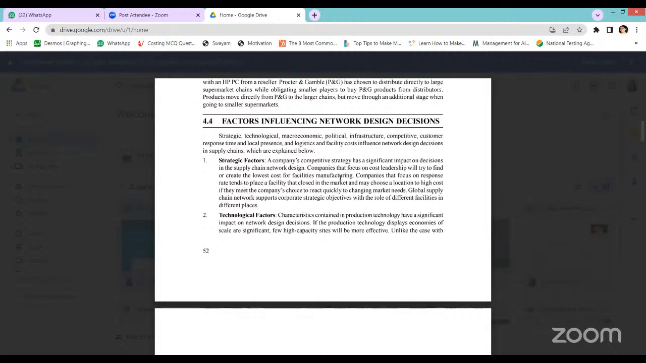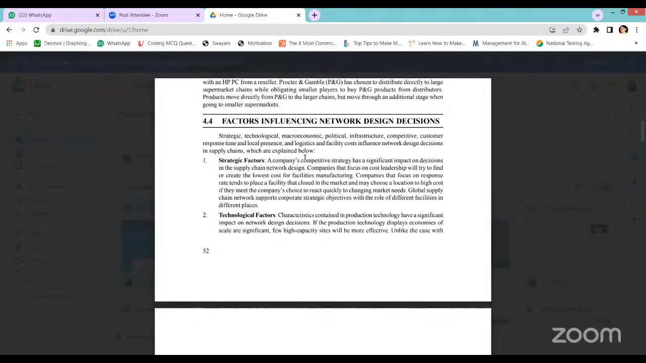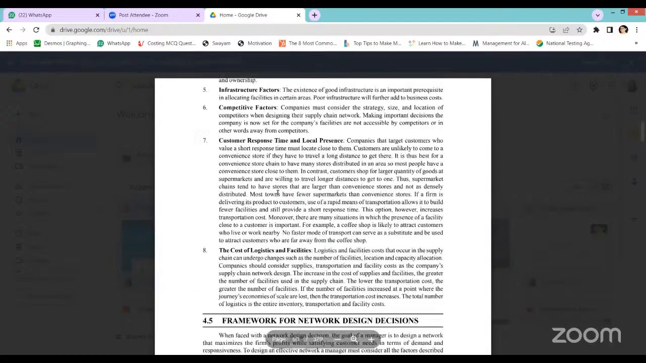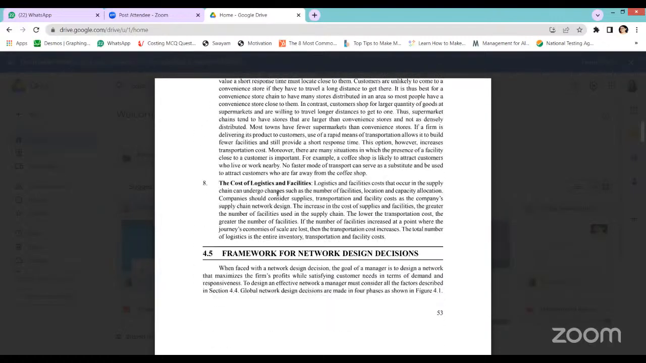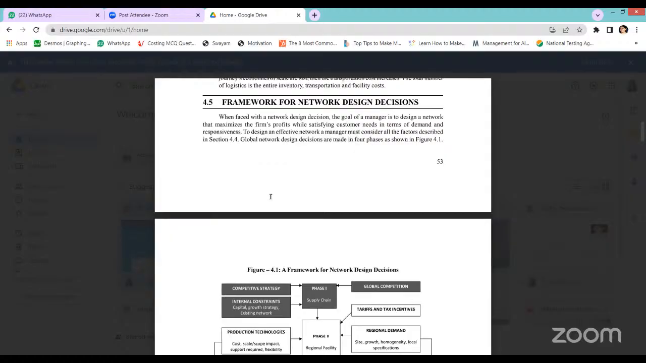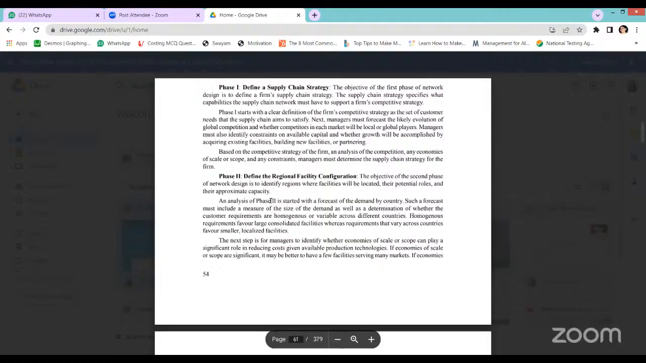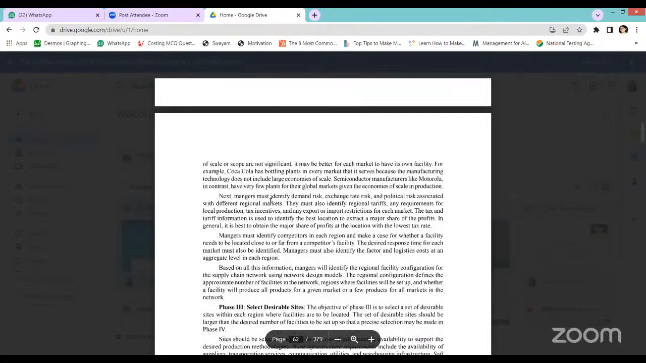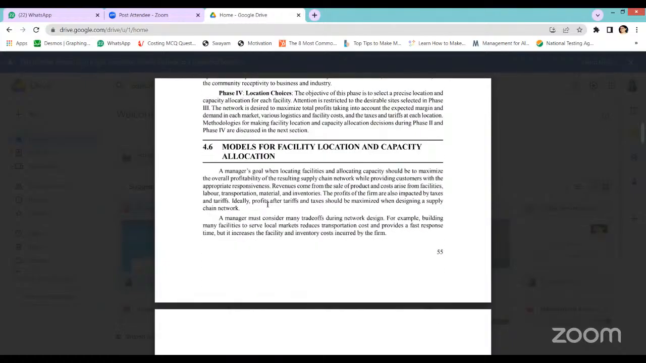After that, what are the factors that influence the network design decision? Means while designing a network, what factors have to be considered and what is their importance. This is also a simple, straight answer. We can write it directly, an easy way. Framework for network design decisions: you can skip this, or expect a long answer.